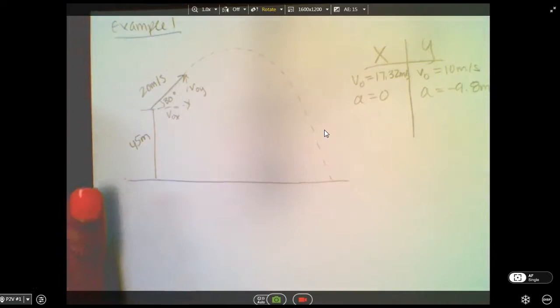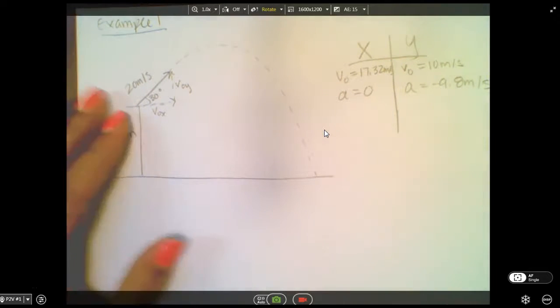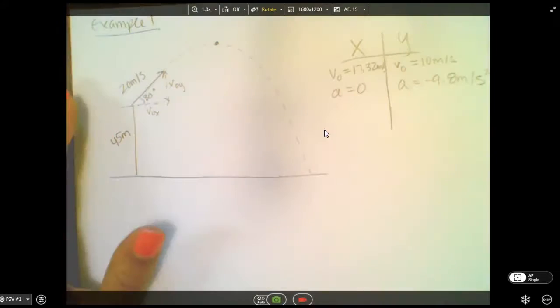We also know the acceleration, because it's always going to be the same. So in the x direction, we have 0. Remember, there's no acceleration in the x. And in the y direction, we have gravity. So it's negative 9.8 meters per second squared. And don't forget that negative sign. So far, that's all they've given us.